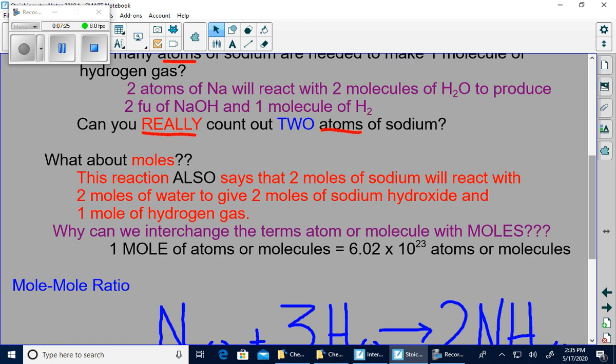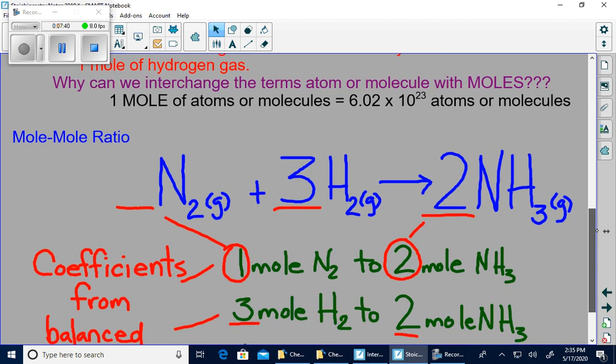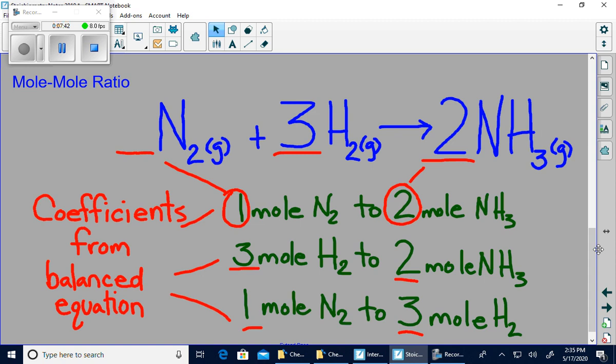Because every single atom, it doesn't matter which of the 118 you're talking about, is made of the same things: protons, neutrons, and electrons. So that's why this works. Okay, so let's look at another example. Mole to mole ratio. This is the basis of stoichiometry, mole to mole ratios.